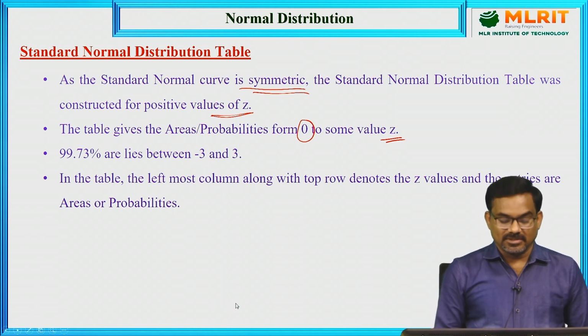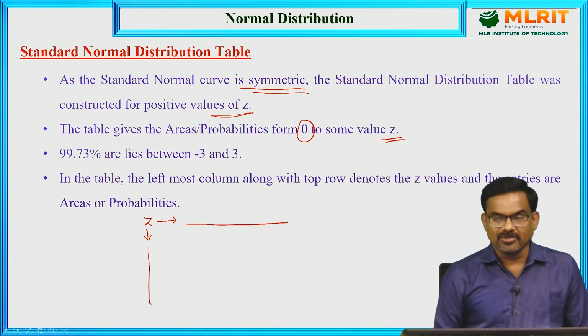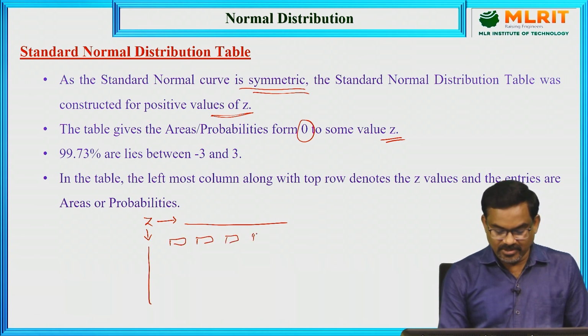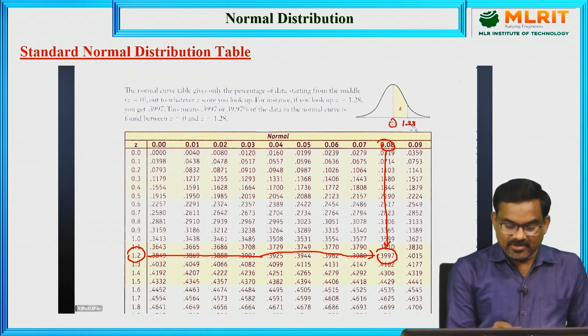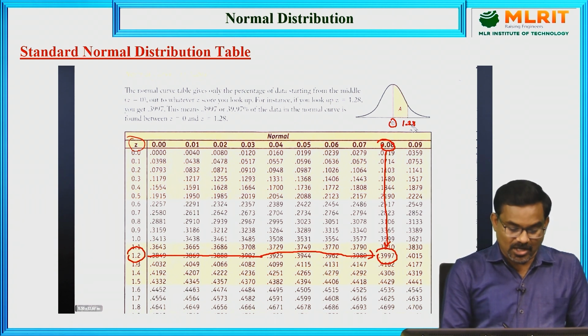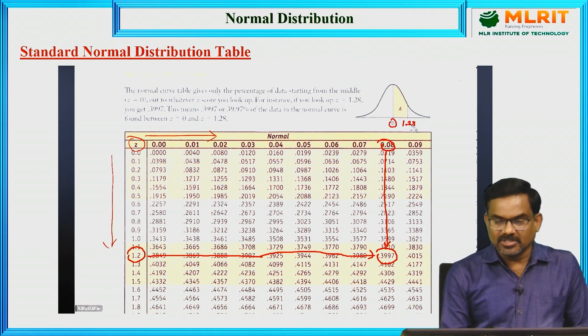In the table, the leftmost column along with the top row gives the z values, and the entries are the probabilities. The table is as shown in the figure. Here you see the z values are given in the leftmost column, along with the top row, and the entries are probabilities.